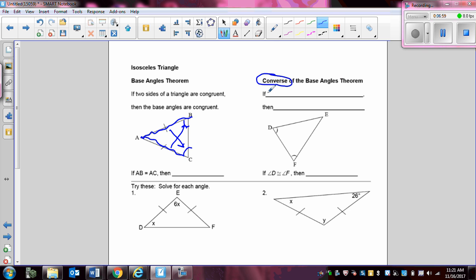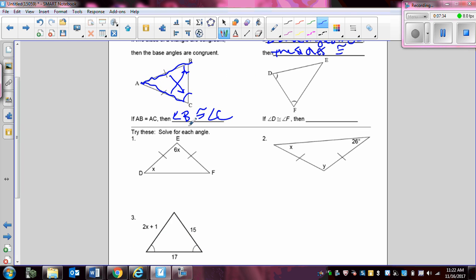It says if two base angles are congruent, then the sides are congruent. Alright guys, so if AB and AC are congruent, then my opposite angles, angle B, is congruent to angle C. You guys can do the next one.